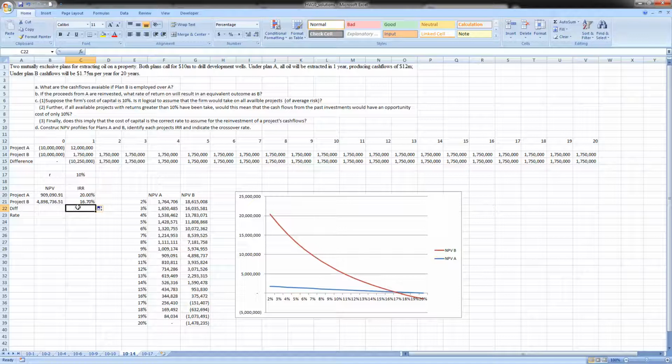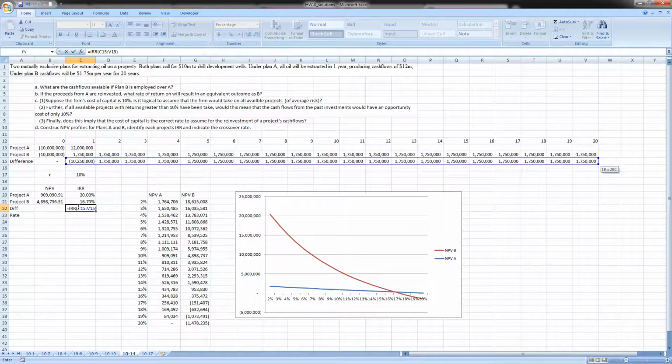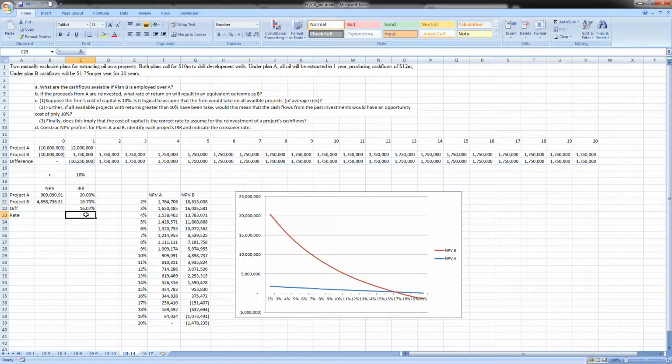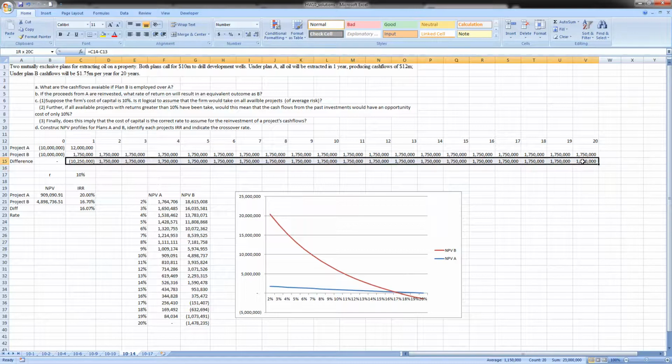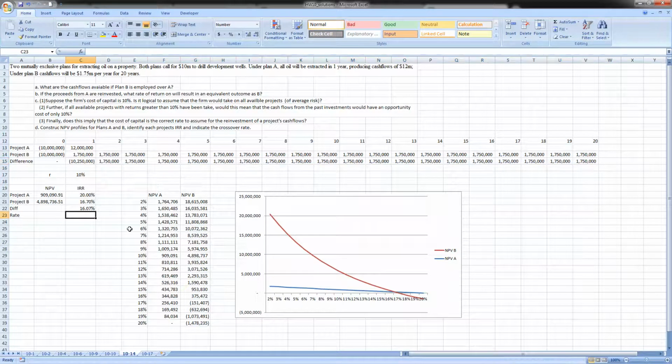We can now use the IRR to identify the rate of return on this annuity. This is the point of indifference between the two. The indifference is 16.07%. We can also use the rate function to get the rate of return on this annuity. It's the same as using the IRR. The IRR is more straightforward, but we can use the rate function nonetheless.